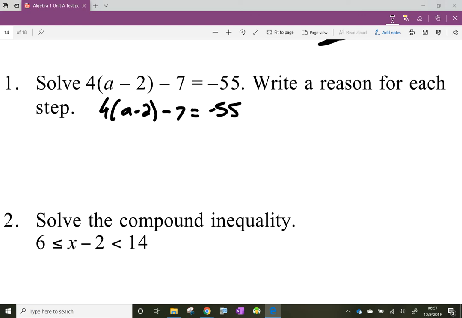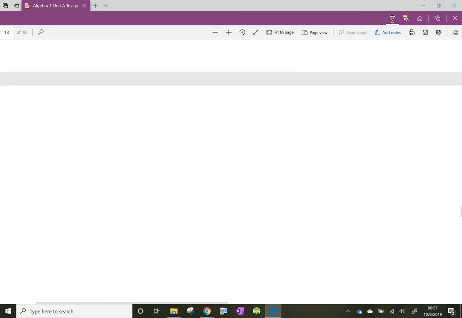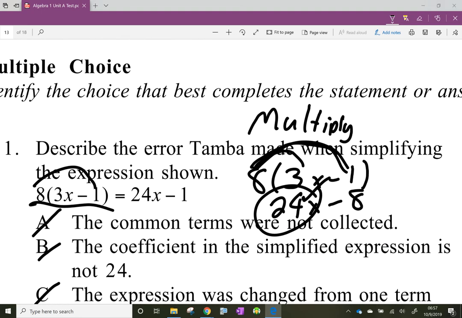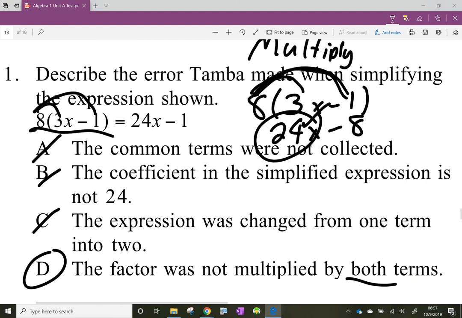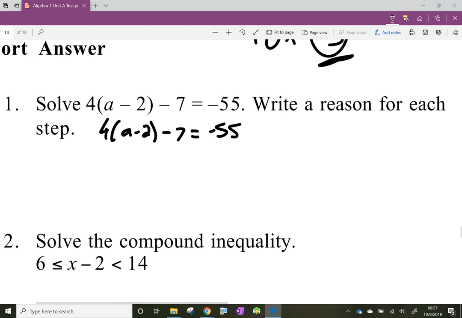We talked about this all the way back at the very first problem. I'm going to scroll real quick, see if I can find it. Yeah, right? When you see the parentheses, we use the distributive property, which means we're multiplying to both terms in the parentheses. So we're going to have to multiply 4 to the A and to the negative 2. We're going to do this first. 4 times A is going to make 4A, and 4 times negative 2 will make negative 8.